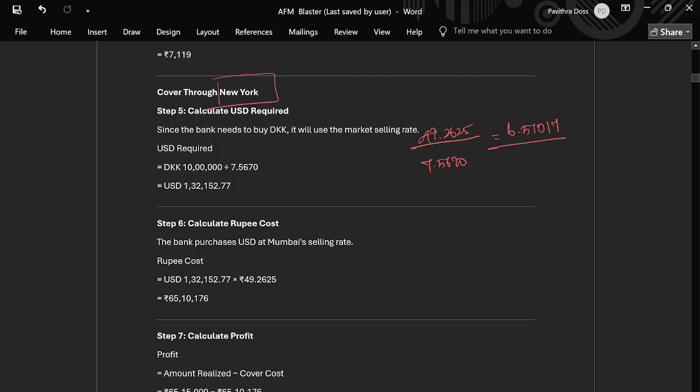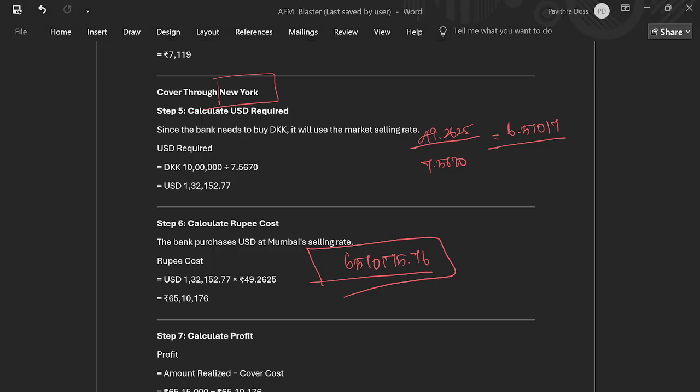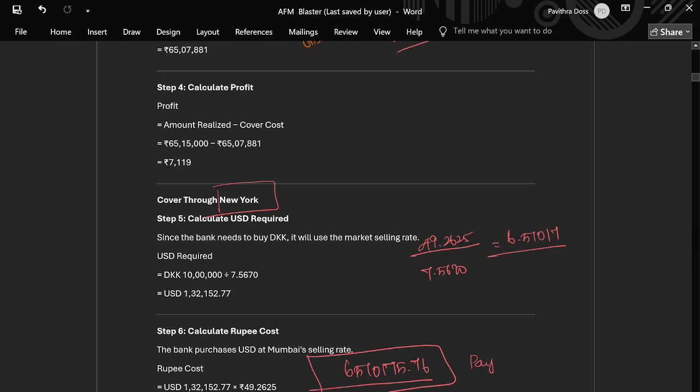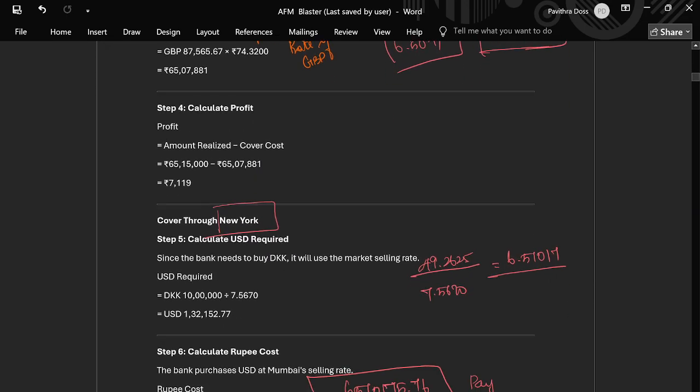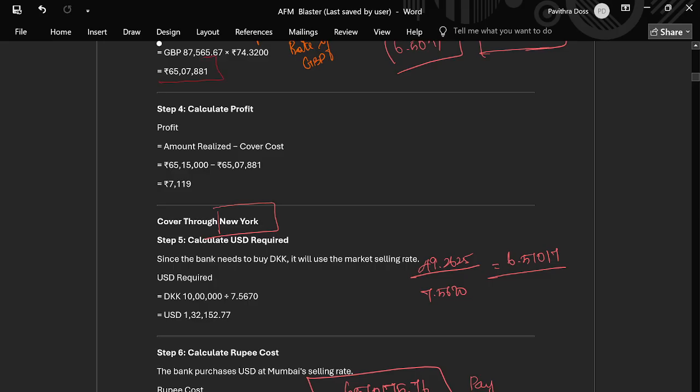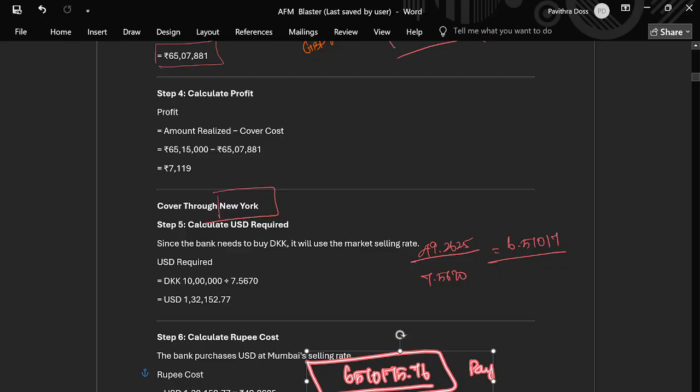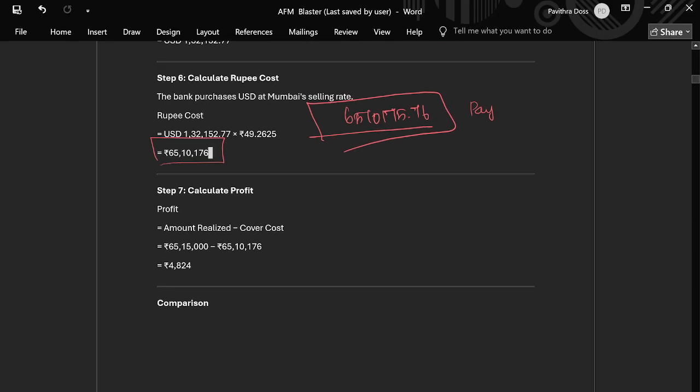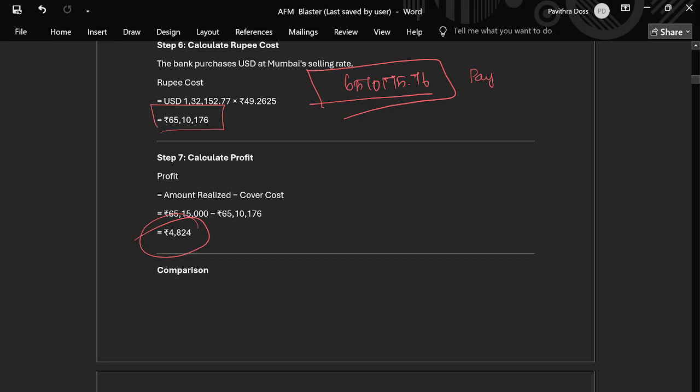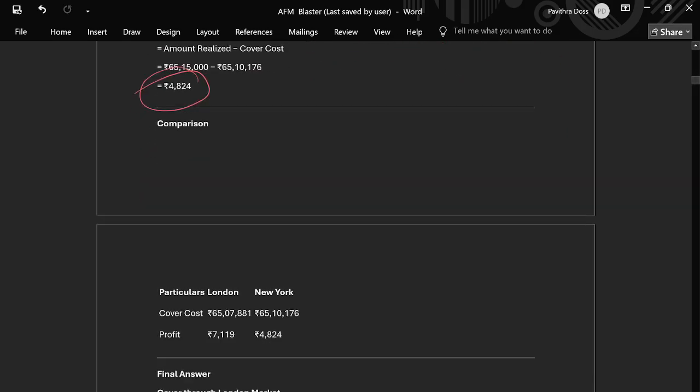Now we will multiply it with 10 lakh. The amount that we are getting is 6510175.76. So this is the amount that we are going to pay. Clear? So here we are paying about 65 lakh and 7,000, and here we are paying 65 lakh and 10,000. If you see, the difference is 4,824, which means that the London route is cheaper.